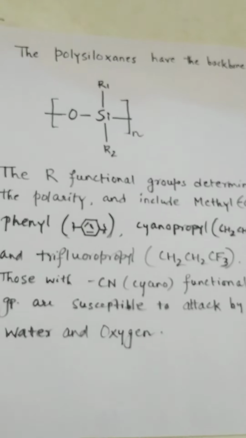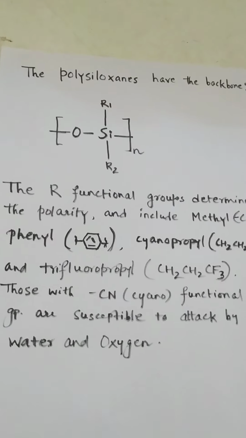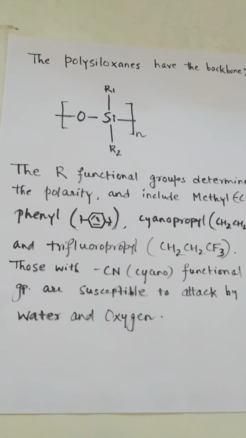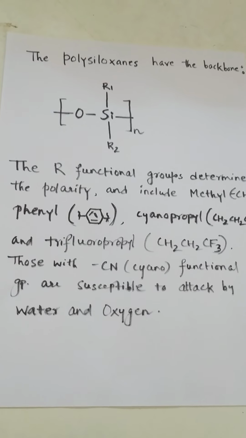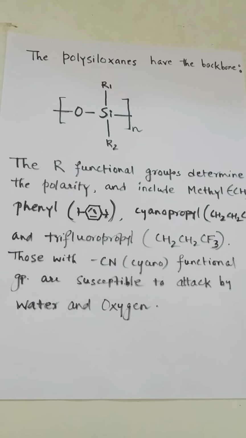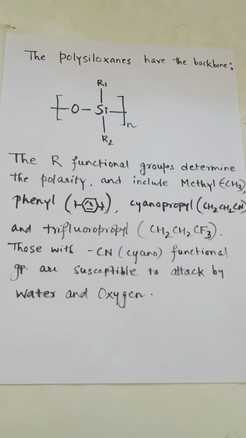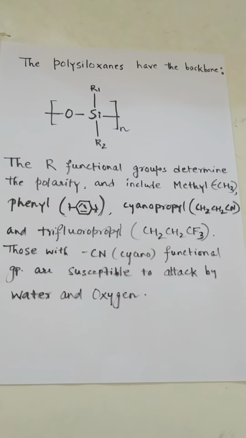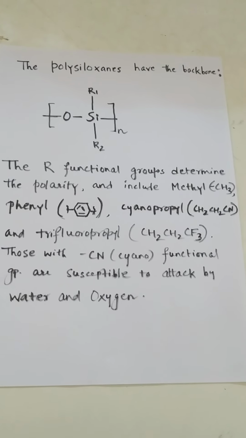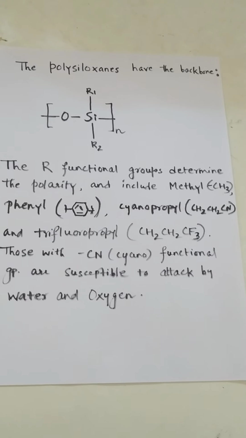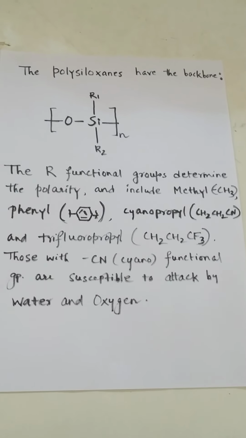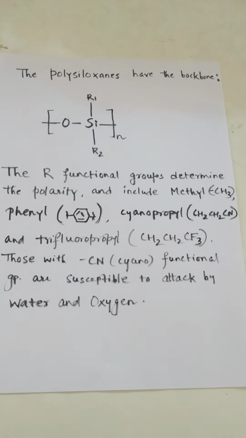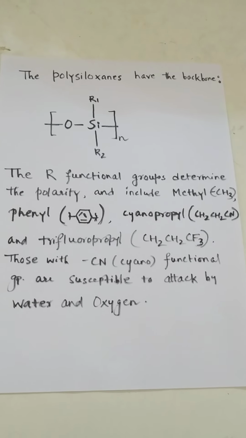Here, the polysiloxanes have a backbone, as I have shown in this figure, having oxygen and silicon, and two R groups are attached here. These R groups are R1 and R2. The R functional groups determine the polarity and include methyl, phenyl, cyanopropyl, and trifluoropropyl groups. Those with the cyano functional groups are susceptible to attack by water and oxygen. It's because we know that cyano groups are quite hygroscopic in nature, so they are not particularly preferable for such gas phase chromatographic techniques.